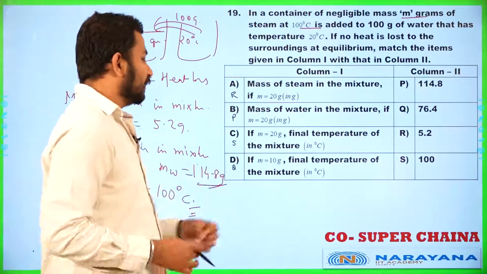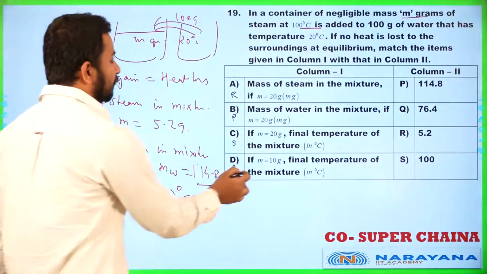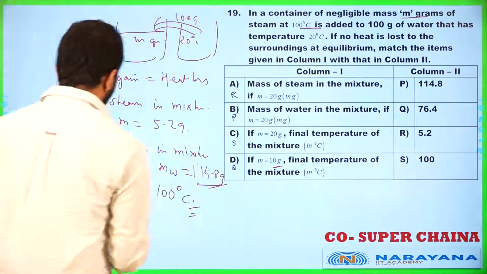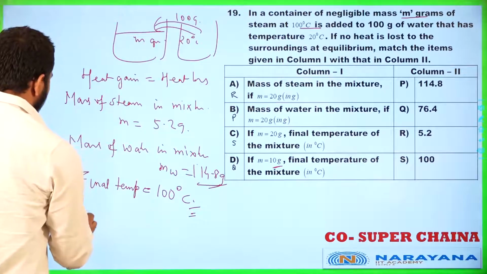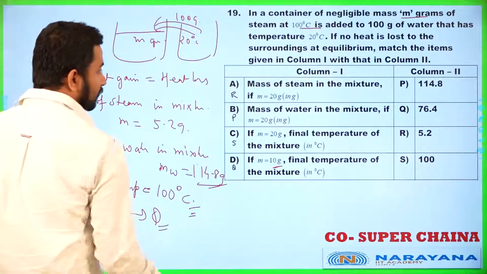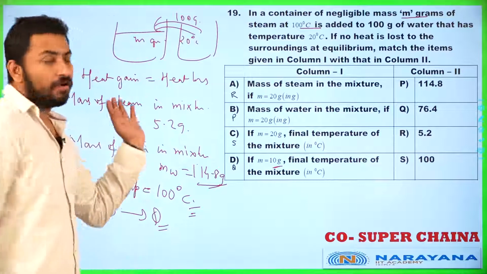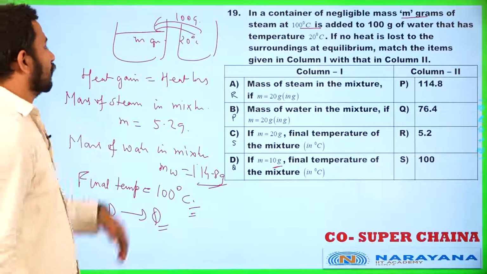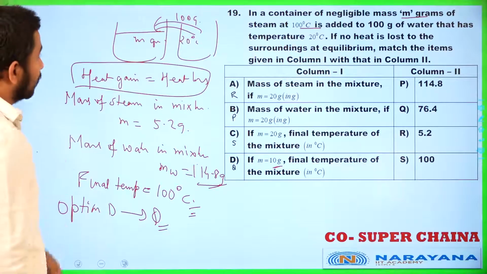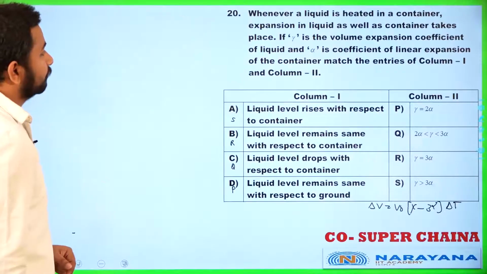And for this one, if M is 10 gram, the final temperature which will be coming is for option D. Option D will get Q as the answer. Okay. So just check on the heat gain and heat loss condition. We'll get all the options here. Already we have done the similar question on this model.